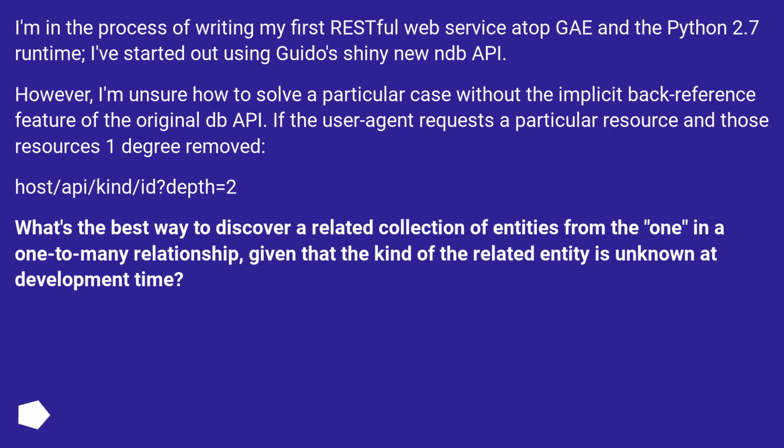If the user agent requests a particular resource and those resources one degree removed, host/API/kind.d?depth=2, what's the best way to discover a related collection of entities from the one in a one-to-many relationship, given that the kind of the related entity is unknown at development time?